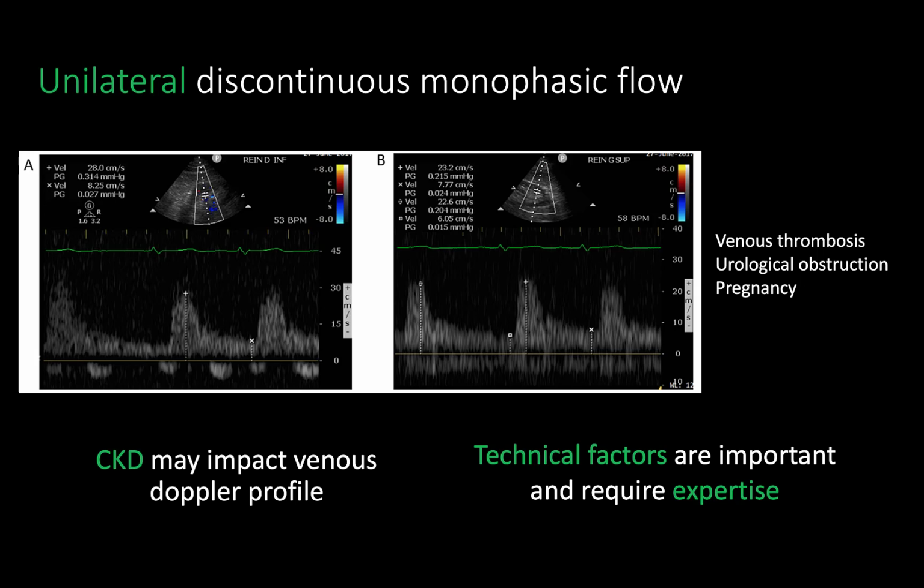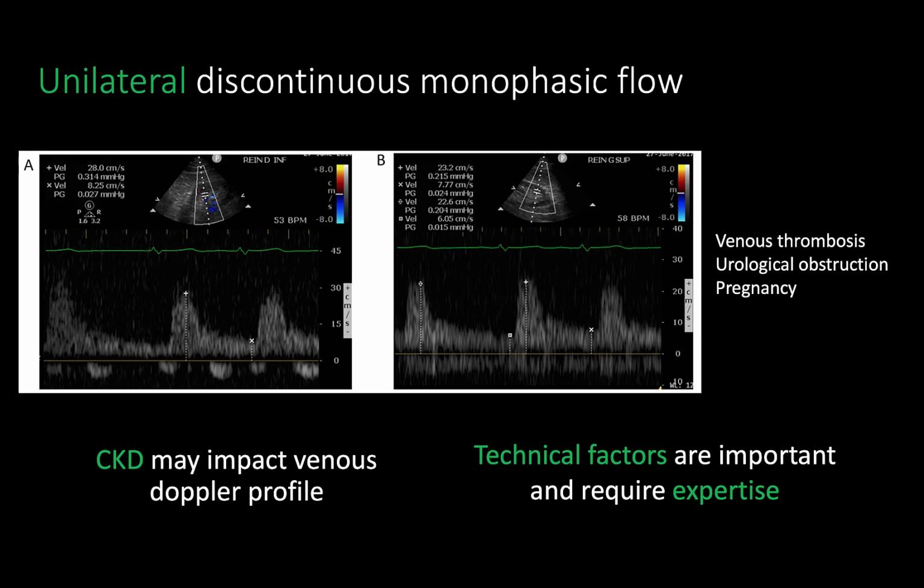Unfortunately, it can sometimes be difficult to see both kidneys well enough to have a reliable tracing to analyze. In these situations, the tracing may appear discontinuous, but this may be related to poor tracing quality, which may confound proper interpretation.